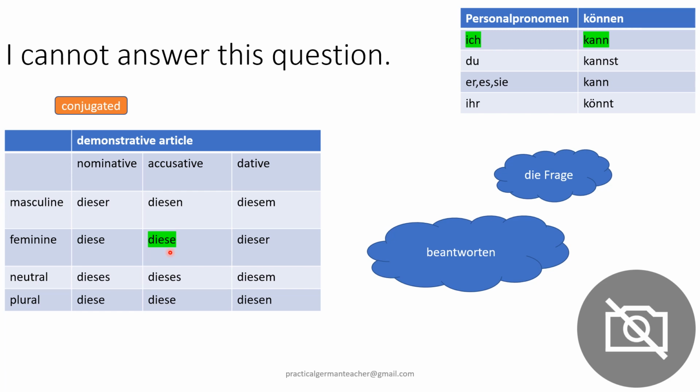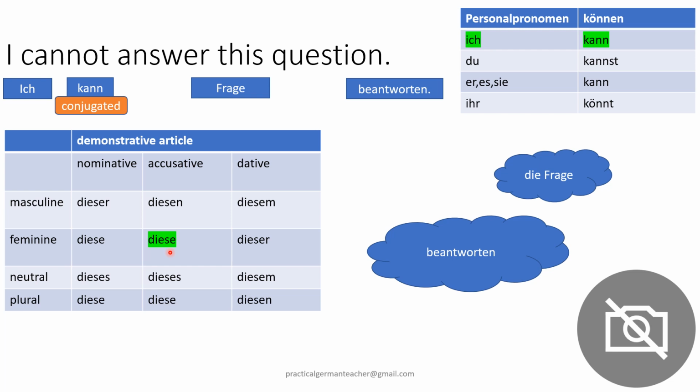The second position is taken by the modal verb conjugated for ich, which becomes ich kann, and the verb itself goes to the last position in infinitive form. Then the object is Frage, and the article must be accusative. So ich kann diese Frage. Of course, you want to say that you cannot answer this question. So ich kann diese Frage nicht beantworten. If you want to say I can answer this question, ich kann diese Frage beantworten.